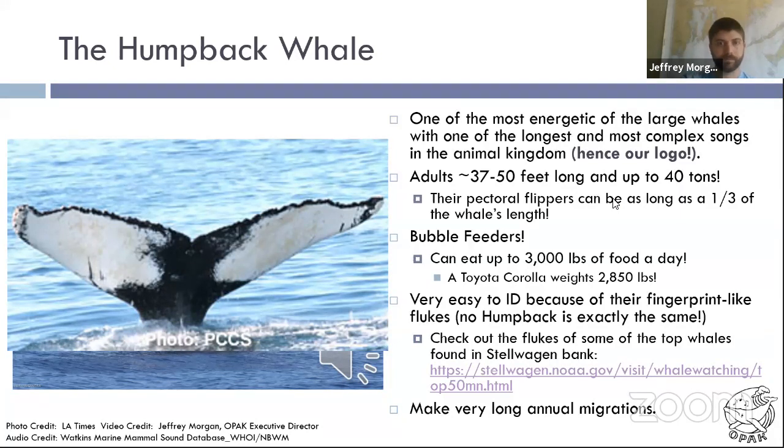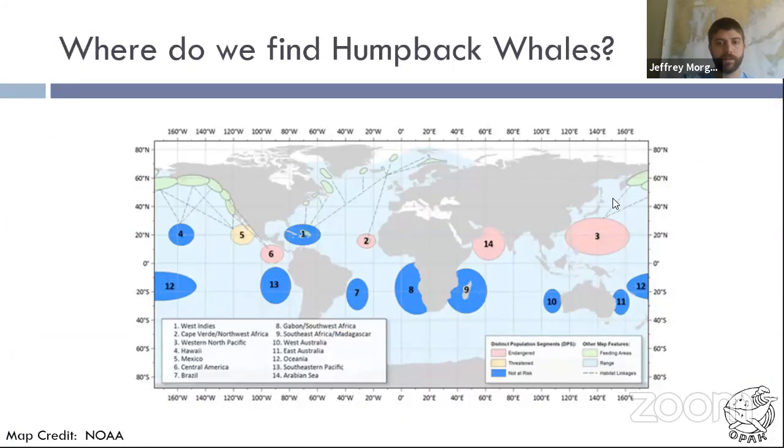We do find humpback whales all over the world. The population that I've been most accustomed to is where number one is on the screen here, and those are the humpbacks coming from the Caribbean up to Massachusetts and Canada. But you do see that there are humpback whales all over the world.